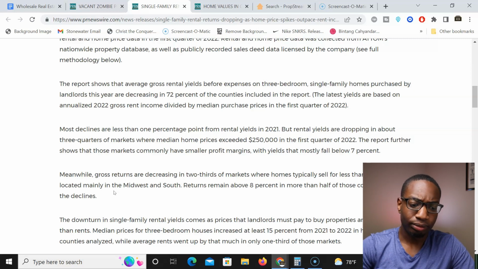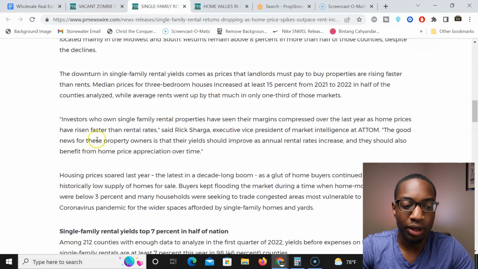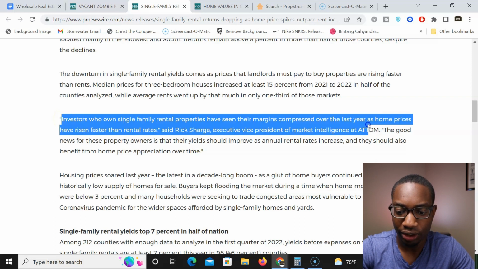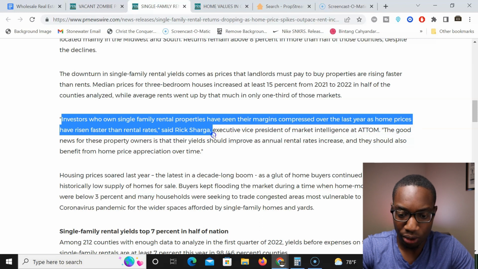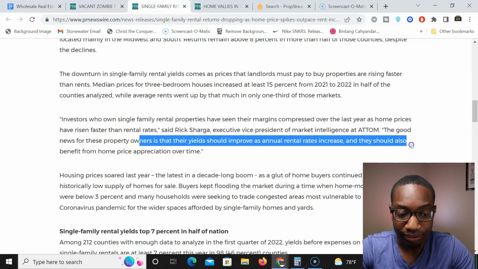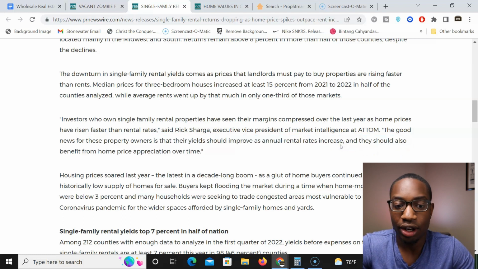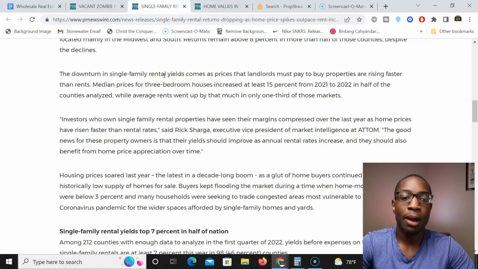It's very interesting. They were saying that investors who own single family properties have seen their margins compress over the last year as home prices have risen faster than rental rates. But the good news is that property owners can increase their rent and benefit from home price appreciation. So there's still appreciation there that is wonderful, and you can sell the house or you can pull money out of the house.